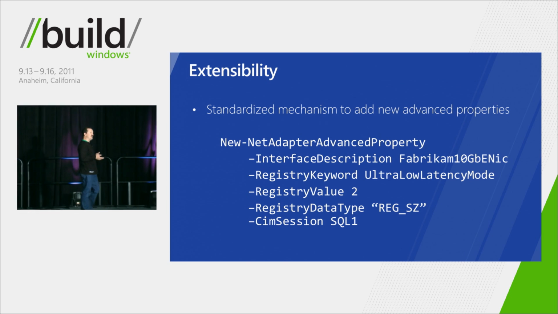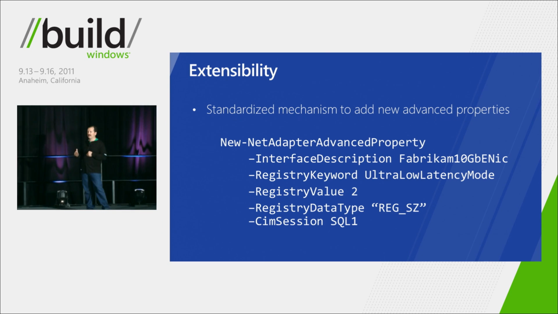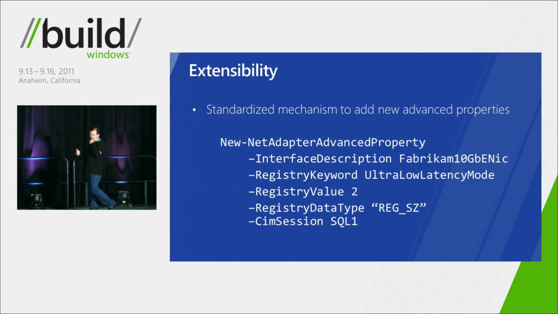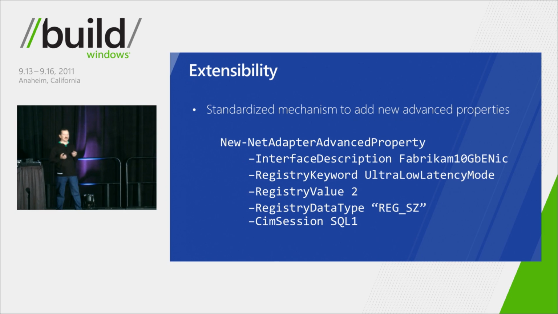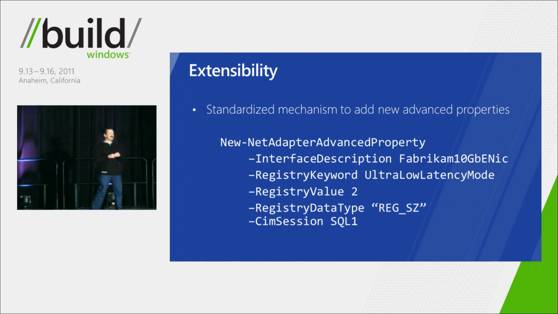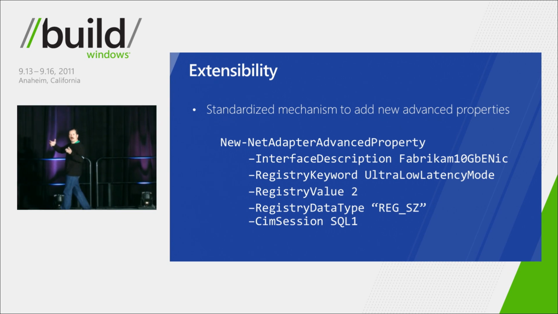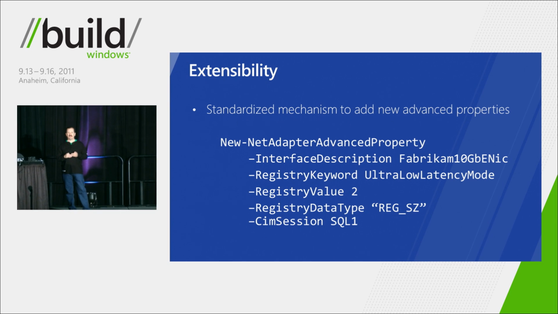And our message here today is to say, even though semantically we don't know what's going on, because they're not the standardized keywords, we want you to use our PowerShell to manage that. So here's an example. Suppose you're the Fabricam company, you have a 10 gig NIC, and you have something called ultra low latency mode. And I just made this up, so hopefully it makes sense. Now, you may have your own property panes and things to manage this, but we want you to use our PowerShell for that. So here's one way you can use a commandlet to do that.